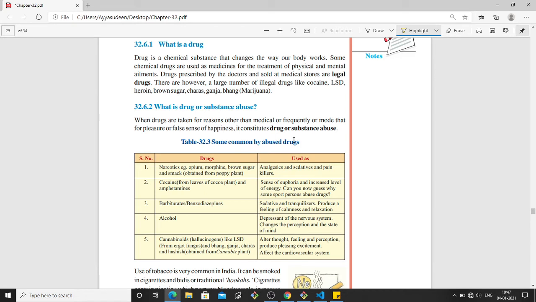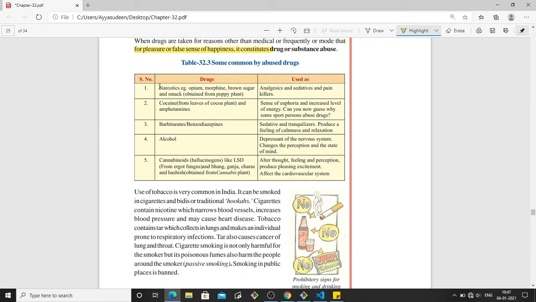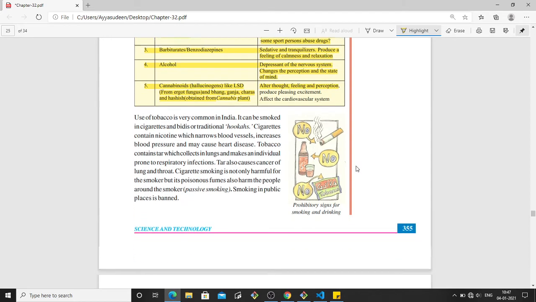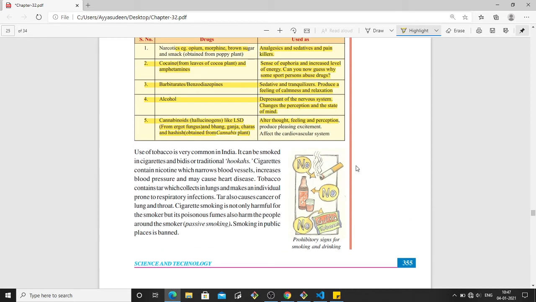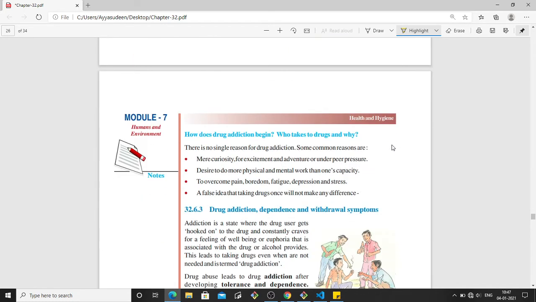If drugs are taken for other than medical uses, for pleasure or a false sense of happiness, it is called drug or substance abuse. Some common abuse drugs are narcotics, opium, morphine, and what they are used for is all given here. You can read about it here. And tobacco is also one of the drugs. It is very common in India. It should be avoided by people. Smoking in public places should be banned, and prohibitory signs should be kept in public places. All these things should be done.